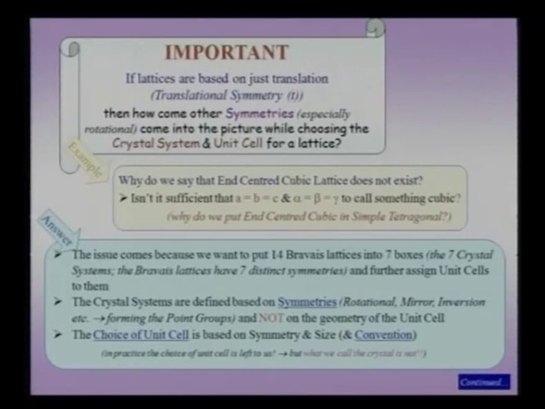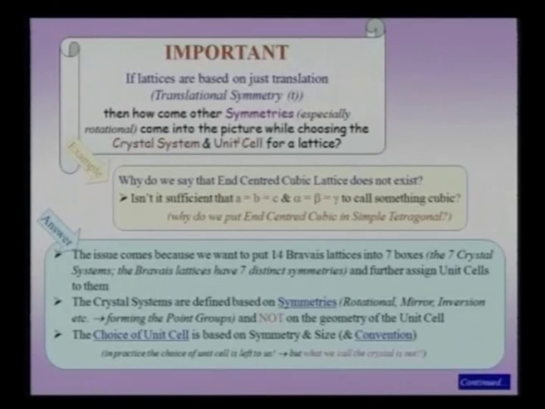If lattices are based just on translation, then how come other symmetries, especially rotational symmetries, come into the picture while choosing the crystal system and the unit cell for the lattice? Some part of this question we had already asked, so it is just a revision. The question is that if lattices are based just on translation, then how come these other symmetries, especially rotational symmetries, come into the picture while talking about the concept of a crystal system or the choice of the unit cell.